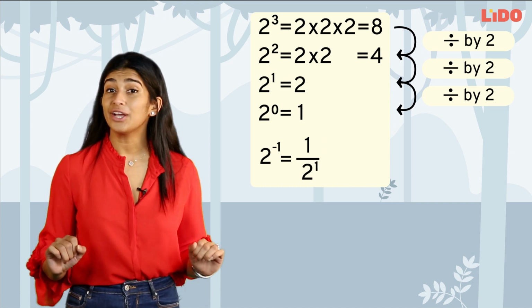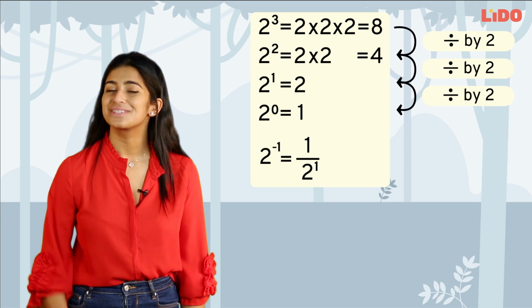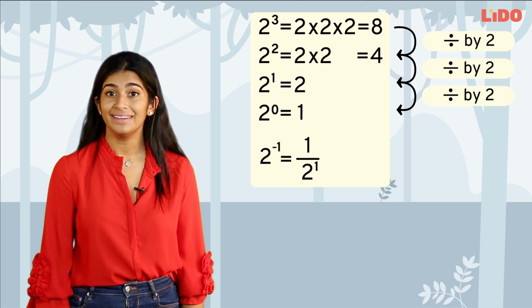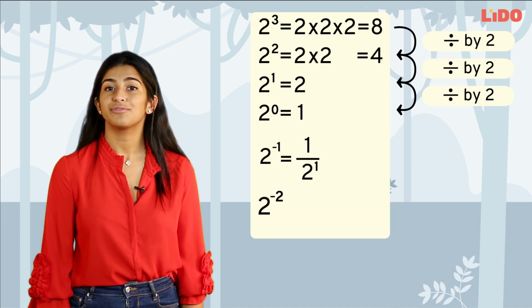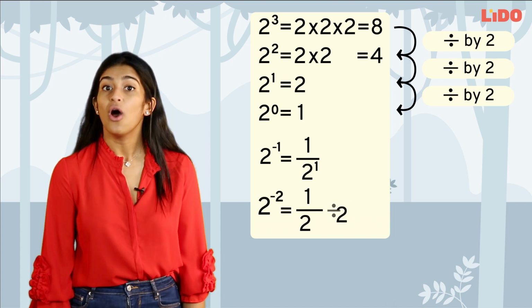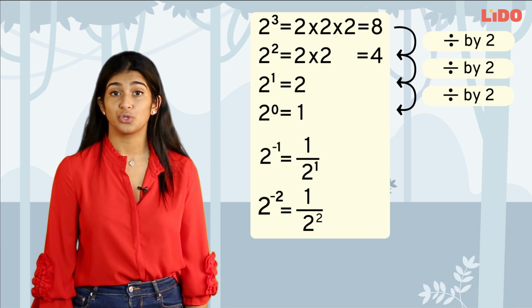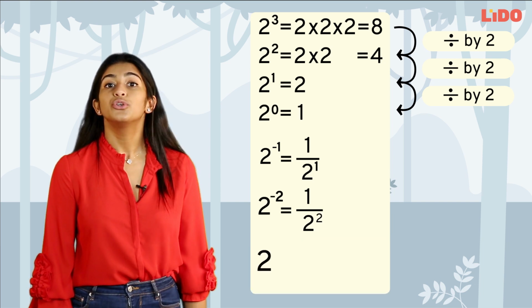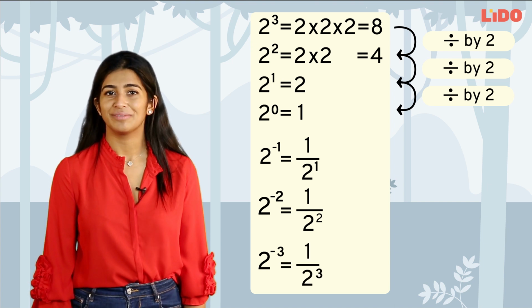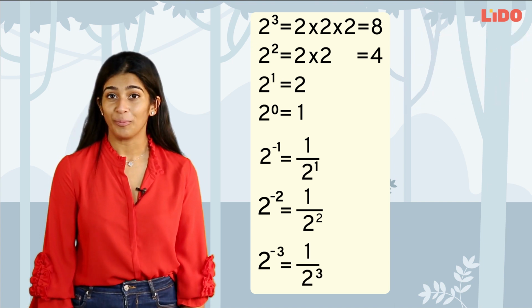I think you already got the pattern, but let's do this one more time. Let's reduce the exponent by 1 again to have 2 raised to negative 2, which should equal 1 over 2 divided by 2, or 1 over 2 raised to 2. Similarly, 2 raised to negative 3 gives us 1 over 2 raised to 3. Do you see a pattern forming?